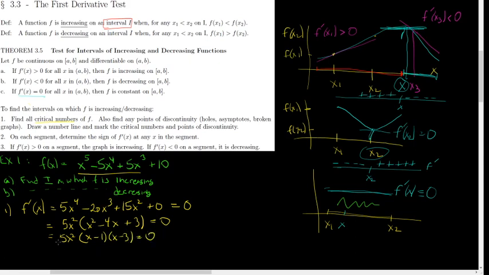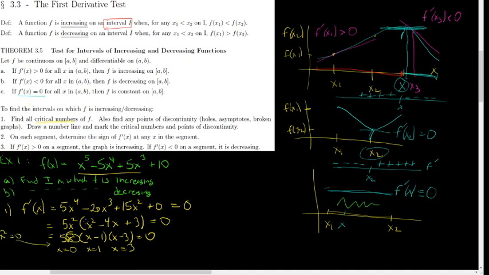Right. So the 5 is just the coefficient, right? The 5 is not a critical number. It's x squared equals 0, giving you x equals 0. You can actually divide by 5. That doesn't matter. And x minus 1 is 0 when x is 1, and x minus 3 equals 0 when x is 3. So yeah, don't forget the x squared.